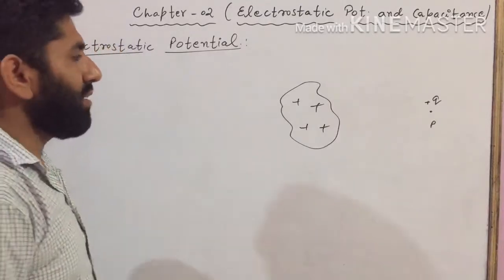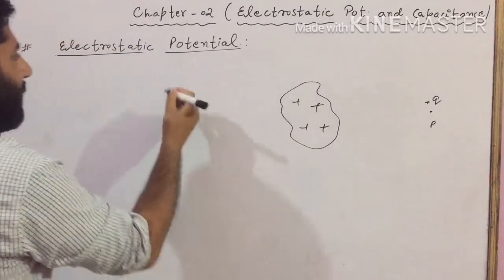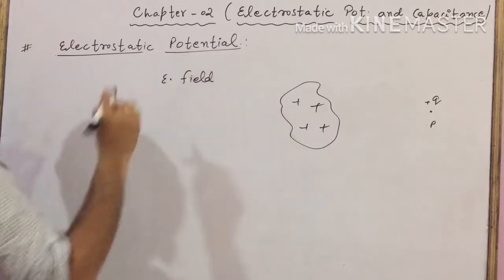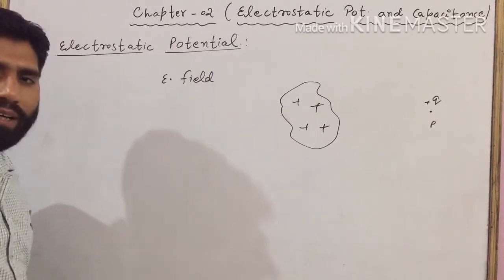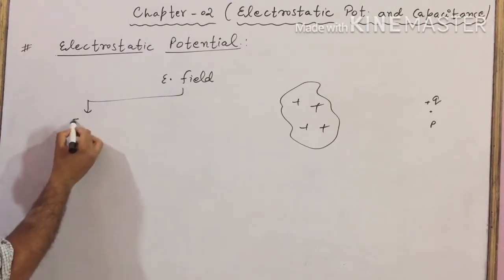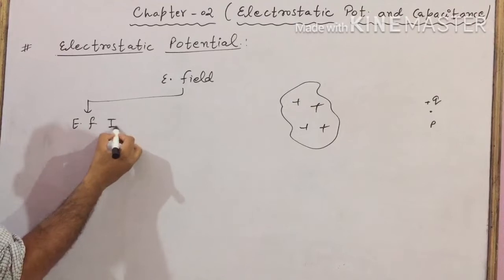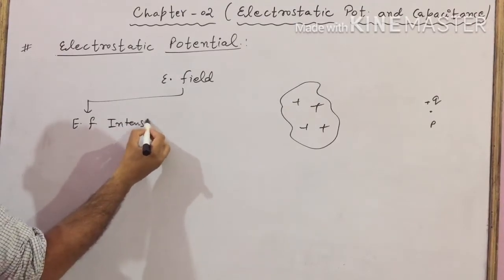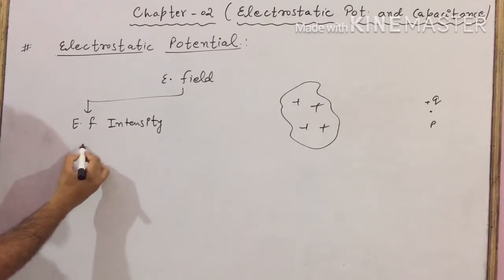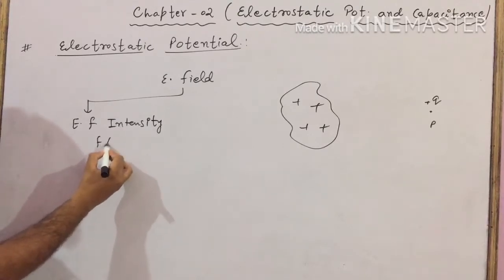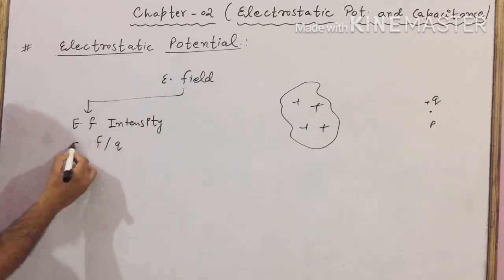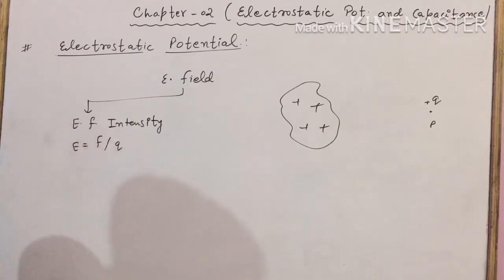In the first chapter, to characterize this electric field, what did we define? To characterize the strength of electric field, we defined something called electric field intensity. And how did we define it? It was defined as force per unit test charge. Yes, this was known as electric field intensity.